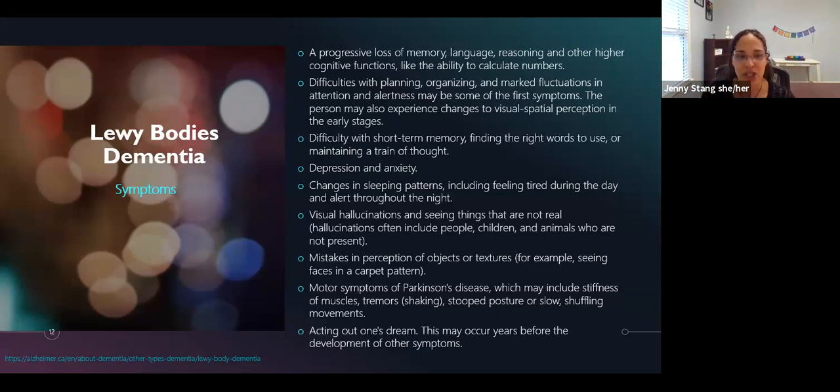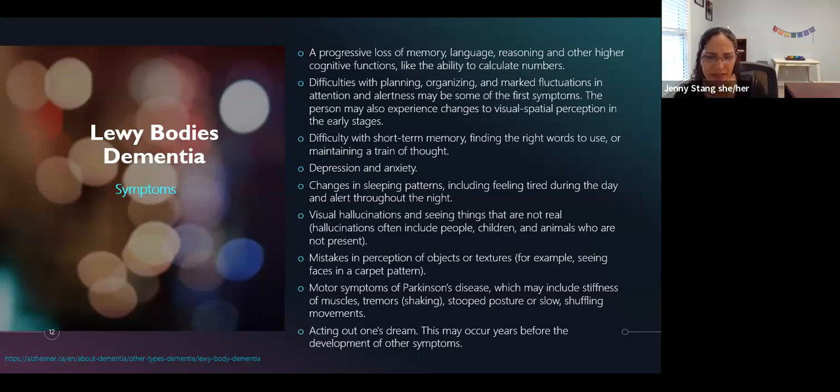With Lewy body dementia, it's typically not the case. It's usually that they see their grandchild, or their cat, or something kind of benign and not very threatening in the area that other people don't see. Next, there may be mistakes in perception of objects or textures. An example would be seeing faces in a carpet pattern, which our brain does normally anyway, but with Lewy body dementia, it's a bit more pronounced.